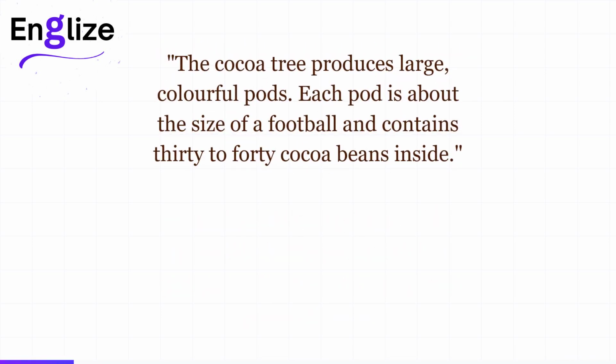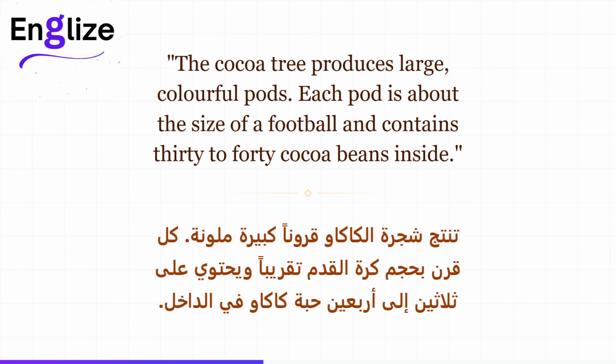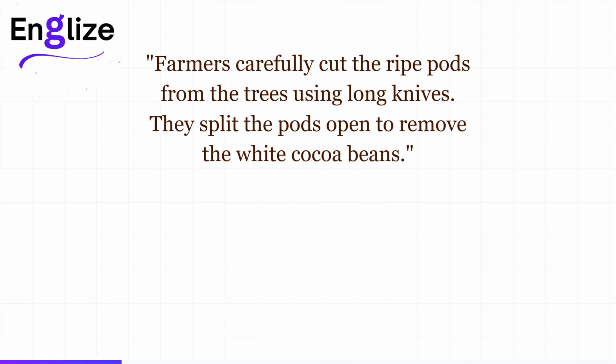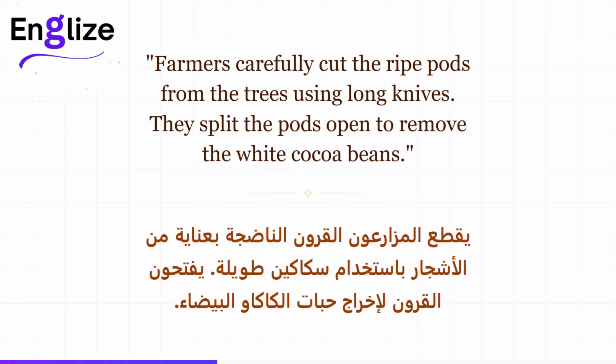The cocoa tree produces large, colorful pods. Each pod is about the size of a football and contains 30 to 40 cocoa beans inside. Farmers carefully cut the ripe pods from the trees using long knives. They split the pods open to remove the white cocoa beans.